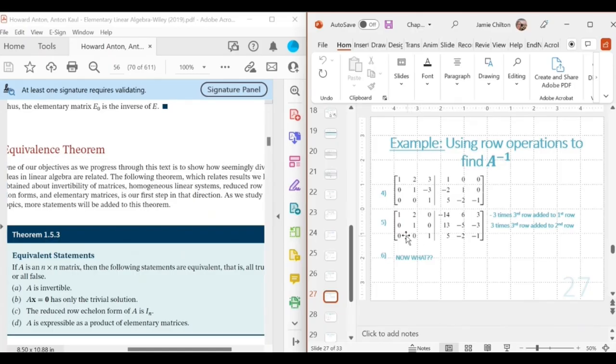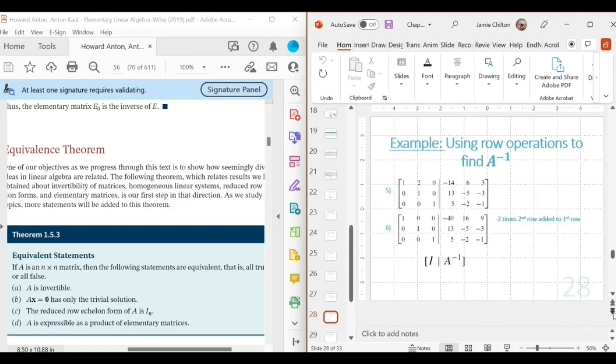So what do you notice about this matrix on the left? What are we getting closer and closer to? We're getting to reduced row echelon, right? And what else? The identity, yeah. So what do we got? We got one more step, right? Multiply 2 by the second one and add it to. You got it. So we're going to do -2 times the second row, add it to the first. And boom. So now look at what we have.